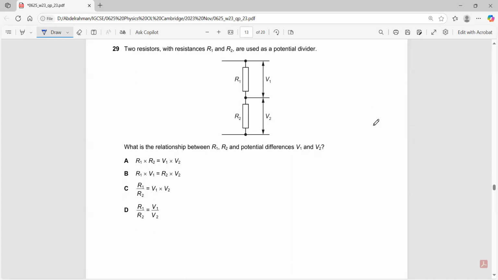Two resistors, R1 and R2, are shown as a potential divider. What is the relationship between R1 and V1, R2 and V2? So say that R1 and V1, R2 and V2 are directly proportional. Okay, it has to be written this way. They are directly proportional. There is a ratio.